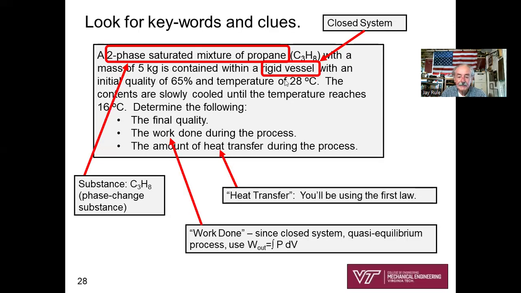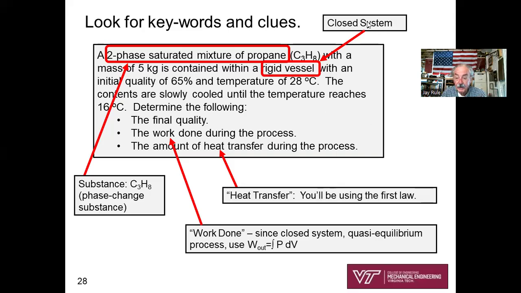And let's see what we got here. Two-phase saturated mixture of propane. Well, that's state 1. So the substance is propane. It's a phase change substance, and it also discloses two-phase mixture. So we know we're under the dome at state 1. That's a giveaway. Okay. Rigid vessel.